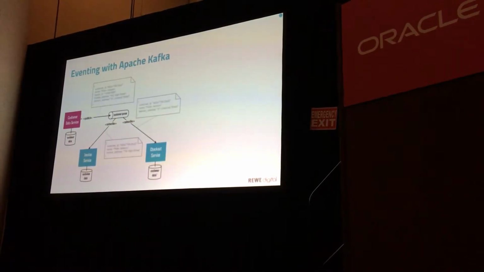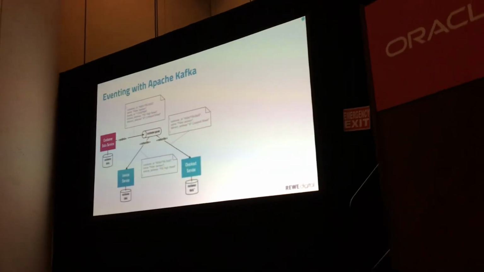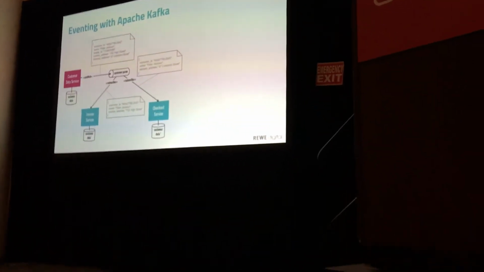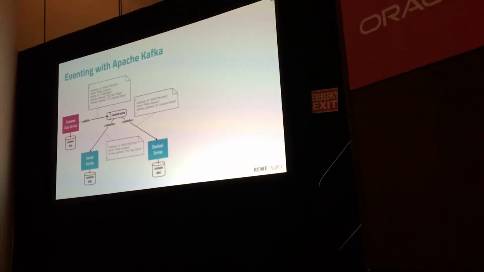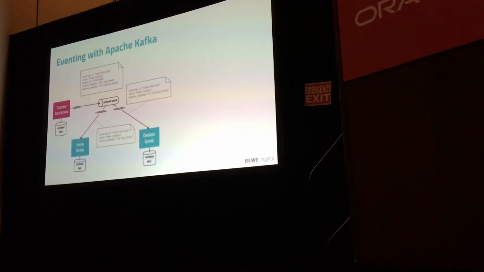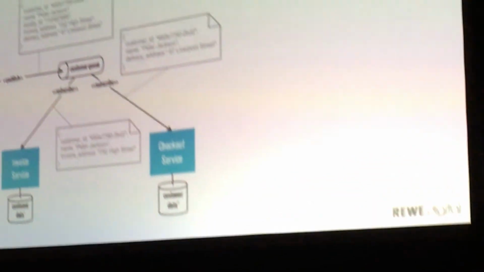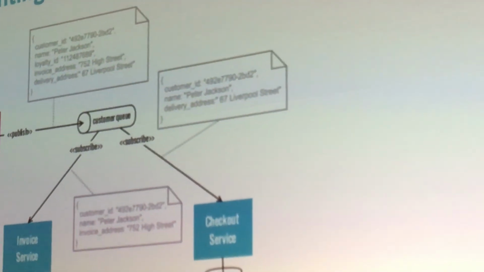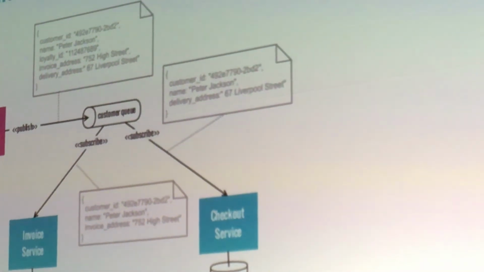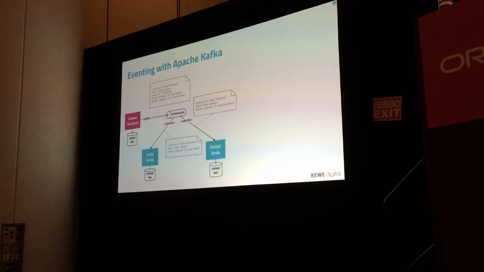But what we allow, and I don't know if you can read that well, this is just a small portion from the customer topic. So we have a customer ID, we have a name, a loyalty ID, an invoice address, and a delivery address. And the invoice service is just interested in the invoice address and in the name, so we can write a proper invoice. And the checkout service isn't interested in the invoice address, but in the delivery address, so it stores just that. So it's kind of an intelligent data replication.